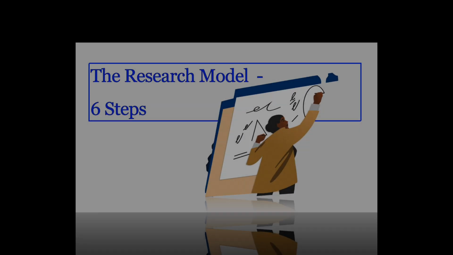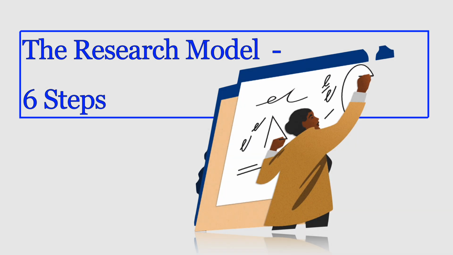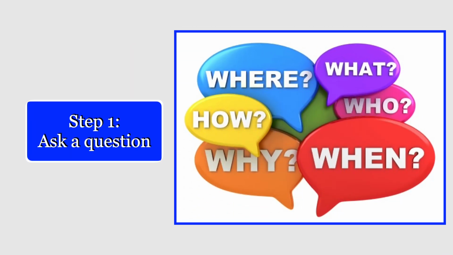Let's get started. The scientific research model basically has 6 steps that all scientists follow, whether you are a chemist or a biologist or a physicist or a social scientist like a sociologist, an anthropologist, or a psychologist. What are these steps? Step 1, all research really begins with a question.